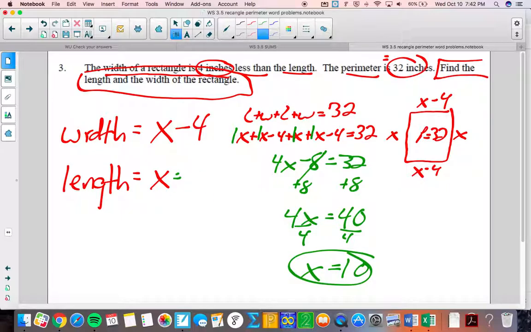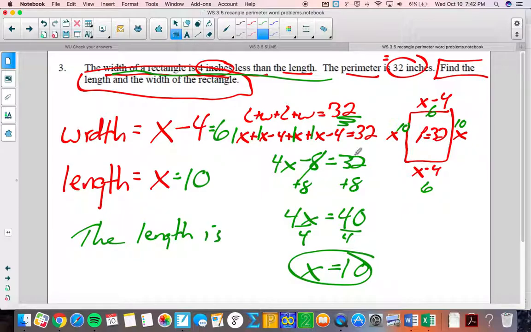So I'm saying that the length is x, and x is 10. So I'm saying the length is 10, and I'm saying the width is 6. So let's go back and put that in. The length is 10, the width is 6. It says the width is 4 less than the length, and hey, 6 is 4 less than 10. And guess what happens when you add 10 and 6 and 10 and 6? You get 32.